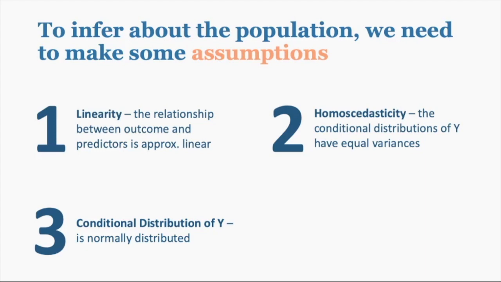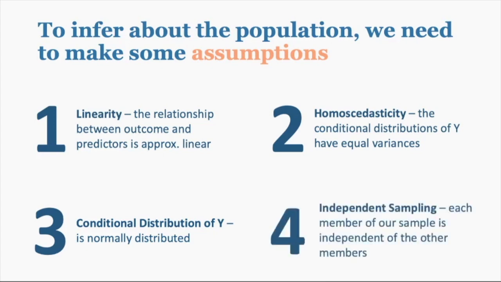The idea is that y itself doesn't have to be normally distributed. Your outcome doesn't have to be normally distributed in a regression. It helps, but it doesn't have to be. What we're going to check is actually the conditional distribution of y is normally distributed. And then the last one is independent sampling. Each member of our sample needs to be independent of the other members.